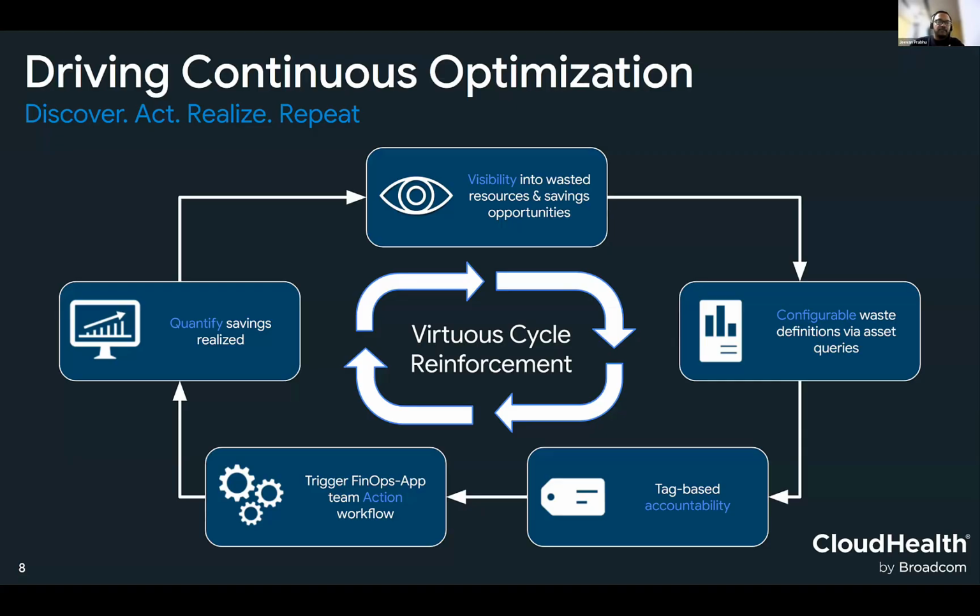Your primary task is to pass on the ownership to your app teams or the business units. You'll be able to raise a ticket to Jira or ServiceNow, or send an email, a Slack message, Teams, and so on. And then the final step would be to quantify savings, for which we already have realized savings in place. So this loop is kind of virtuous. Once you look at the quantified savings, you would go back and see what more opportunities are there.